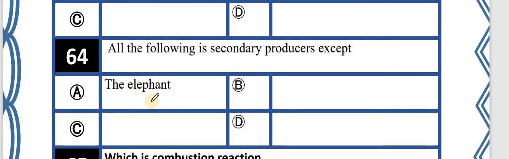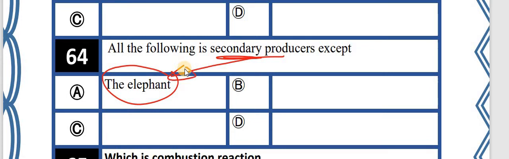All the following are secondary consumers except the elephant. What are secondary consumers? Secondary consumers eat other animals. A primary consumer eats vegetables. Which is a combustion reaction? Here CH4 plus 2O2 gives CO2 plus 2H2O, because it reacts with oxygen and gives energy and heat.